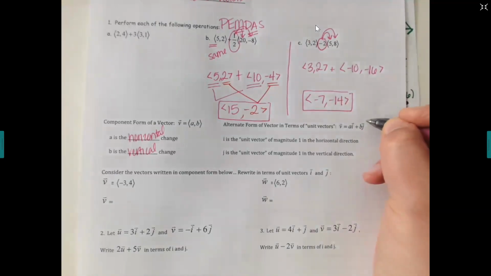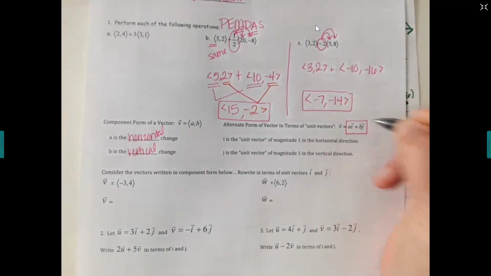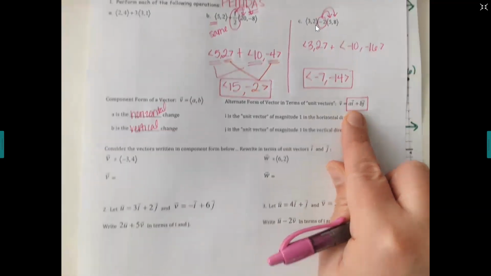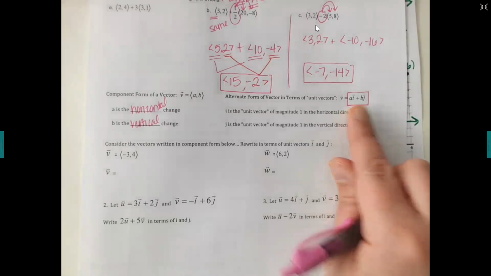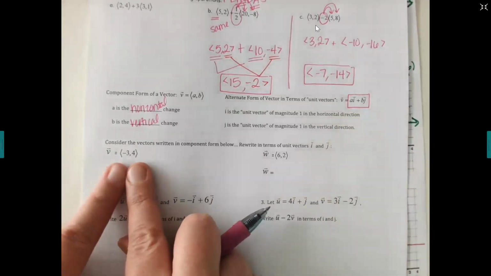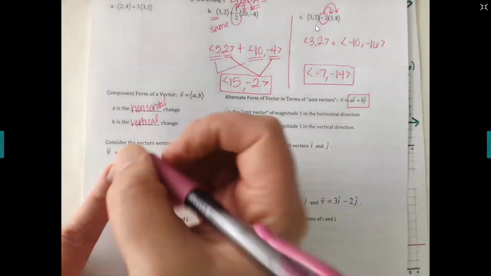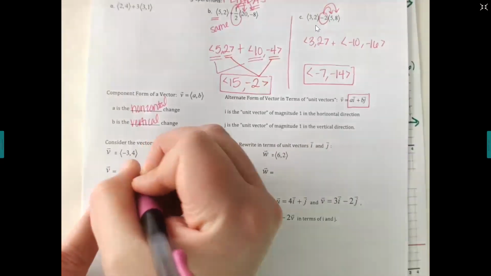Okay, so look right here at what it looks like. You don't use pointy brackets. But your A is still your horizontal change, your B is still your vertical change, but you're going to denote them with an I or a J. So it's kind of silly that we even have a second version, but let me show you how easy it is. If your vector is -3, 4, to show that -3 is the X, you're going to put a -3 I.